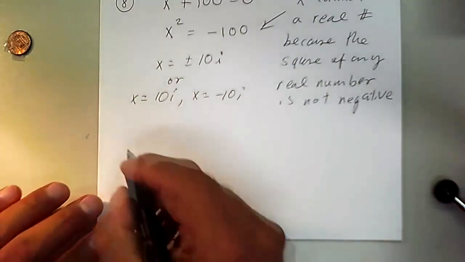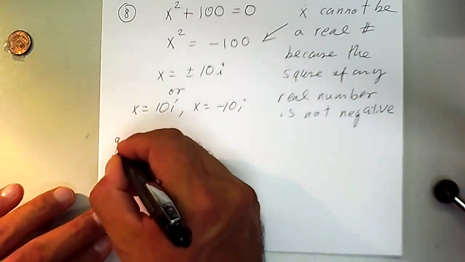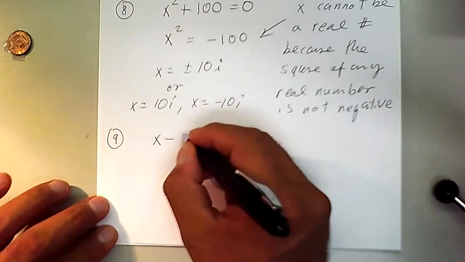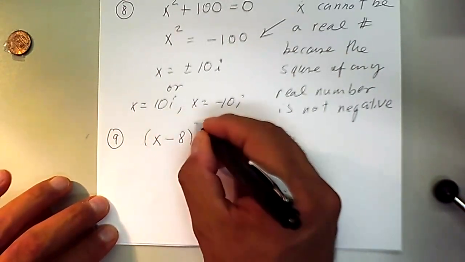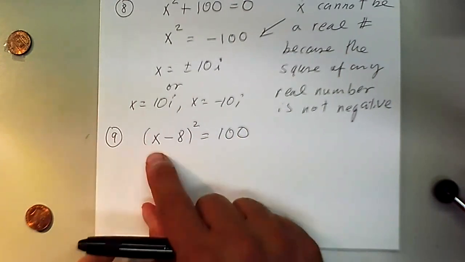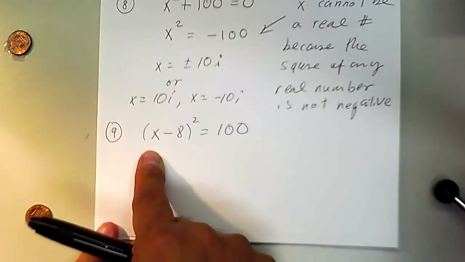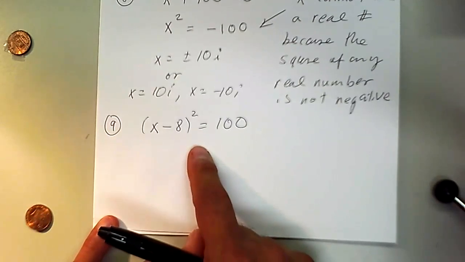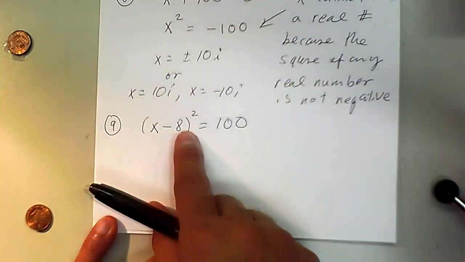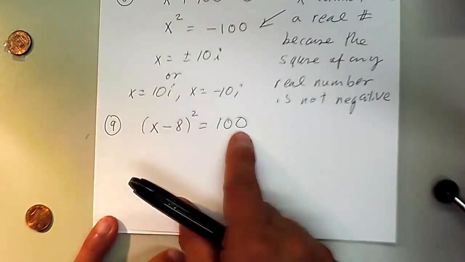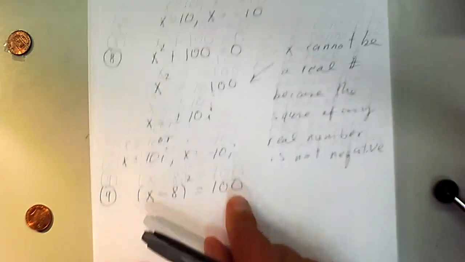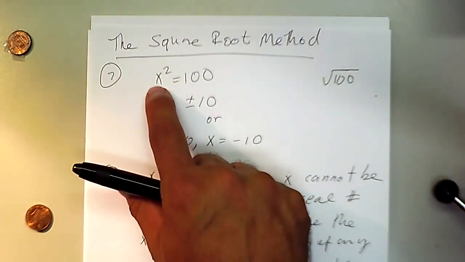All right. Sometimes the problem is not as simple. Let's say you have x minus 8 quantity squared equals 100. We would be very tempted to FOIL this out, move the 100 over, and then try to factor that, which will work. But there's a simpler way. If the equation is already in this format, quantity squared equals a number, then we can use the square root method. Just like this one. Quantity squared equals a number.